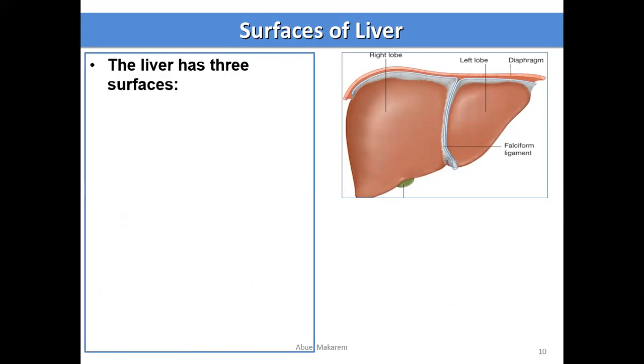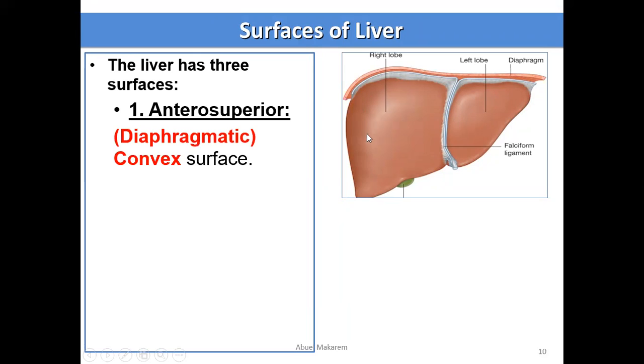Now coming to the surfaces of the liver. The liver has three surfaces. One is the anterior superior surface, what you are seeing here, this smooth surface, superior as well as anterior surface. Because it is a continuous line, superior and anterior, it is called as anterior superior surface. It is also called as the diaphragmatic surface, because diaphragm will be covering it and it will be convex in nature. So diaphragm will be covering anteriorly as well as superiorly. So it is also called as the diaphragmatic surface, and it is convex surface.